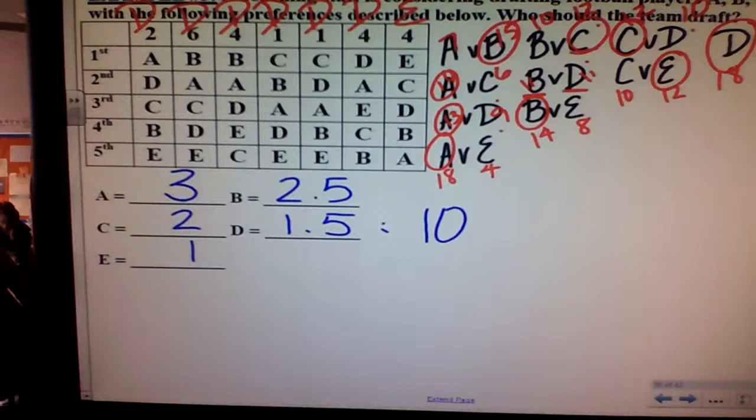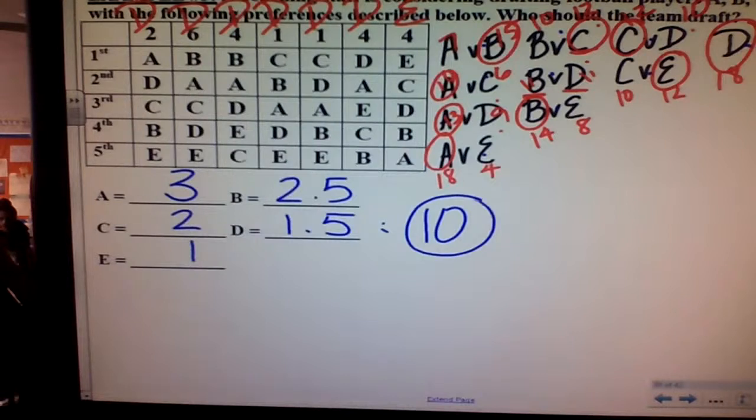What was A's total points? 3. B, 2.5. 2, 1.5. 1. Answer me this. If I add all those up, what do I get? A number. What number do I get? 4, 6, 8, 10. Look at this. 1, 2, 3, 4, 5, 6, 7, 8, 9, 10.